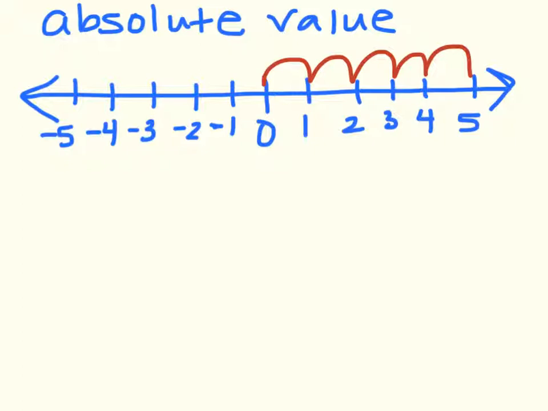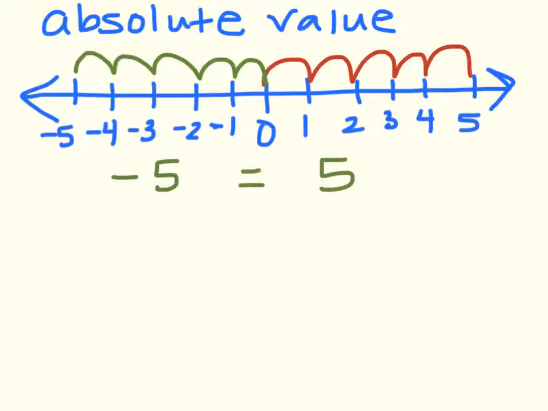Now let's do the same for negative 5. 1, 2, 3, 4, and 5. Negative 5 is also 5 spaces from 0. So the absolute value of negative 5 and 5 is the same. They're both the same distance from 0 on the number line.